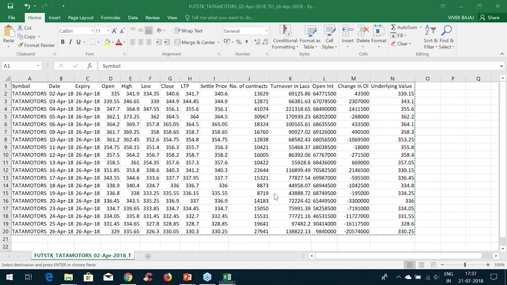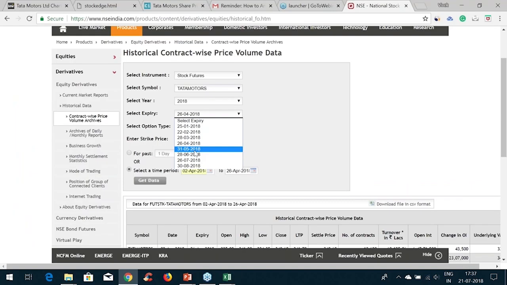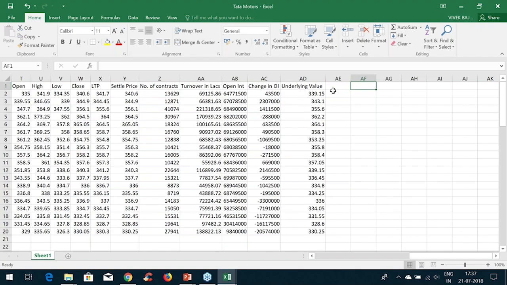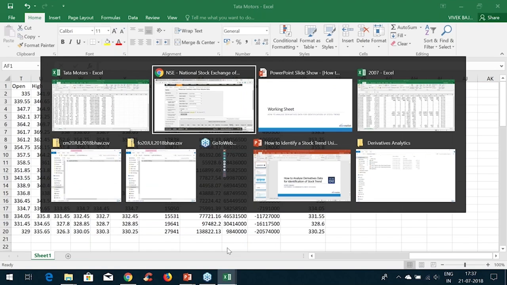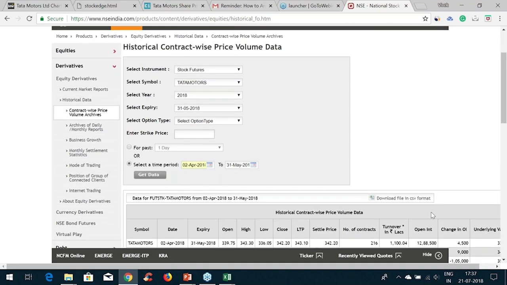So let me close this file and go back to the NSE site, and I want data for May expiry. May expiry data, you want from which date? Obviously, since we started from 2nd of April, I'm asking for data from 2nd April, but my requirement will extend till May because the May expiry is available till 31st of May. So let me get the data.